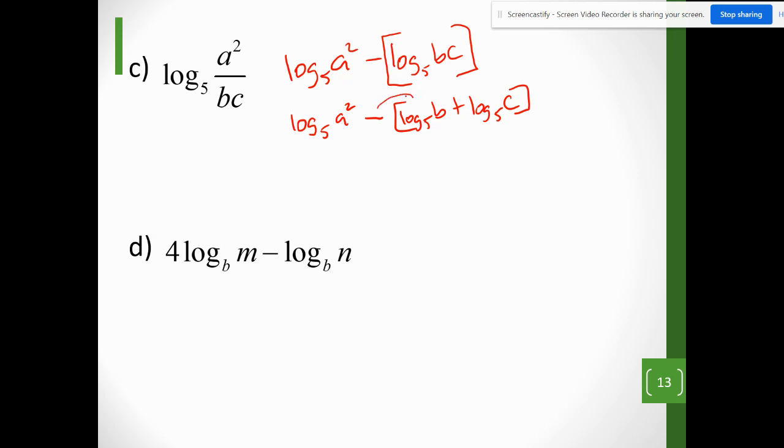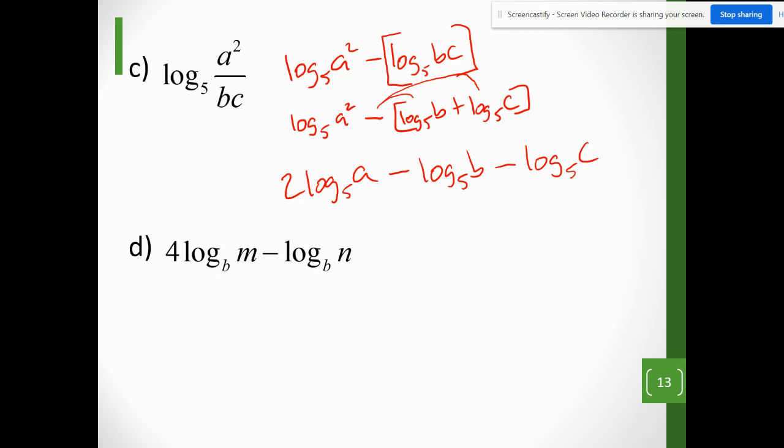Now, I'll worry with the minus. I'll distribute it. But then when I look at my first log base 5 of a to the second, it has an exponent. So doesn't that become 2 log base 5 of a minus log base 5 of b minus log base 5 of c? Beautiful.